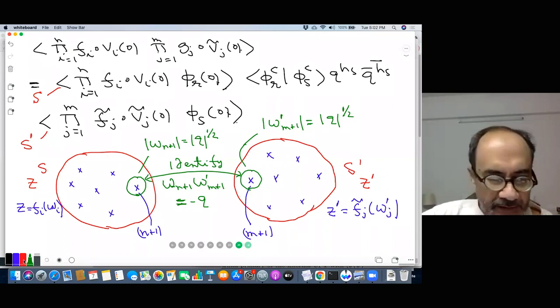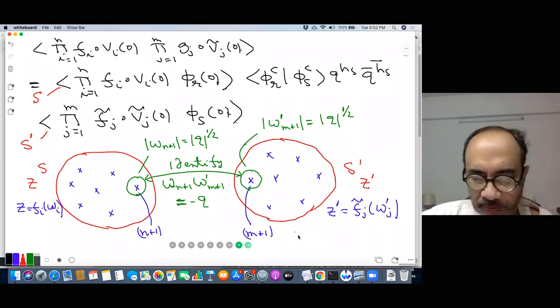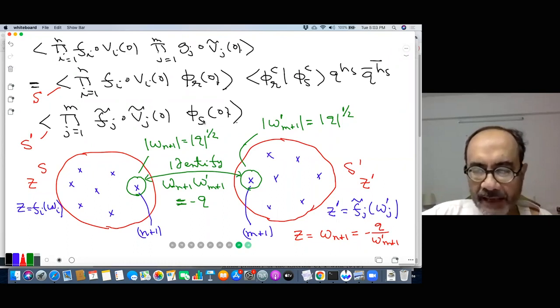So we have z on this as w_{n+1}, which is minus q over w prime_{m+1}, because you have identified by this relation. But w prime_{m+1}, around this puncture, is z prime. You see, the local coordinate here is just identity, right? So z prime is the local coordinate, so w prime_{m+1} is nothing but z prime. So this is minus q over z prime.